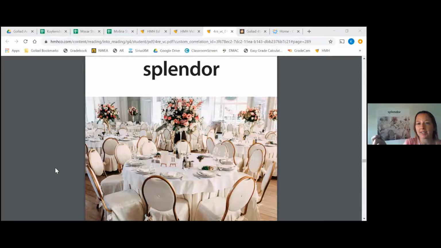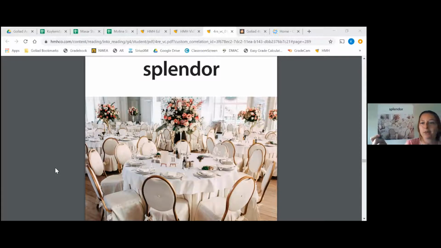Fancy. Does it look like you could just show up in a t-shirt at this place? No. It's very formal, right? Very fancy. Okay, so the sentence says, when we walked into the wedding reception, we were amazed by the decorations. Use your context clues to figure out what splendor means. What kind of a party is it, guys? A place that looks fancy for rich people or dances or marriage.